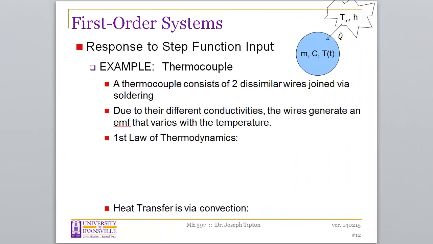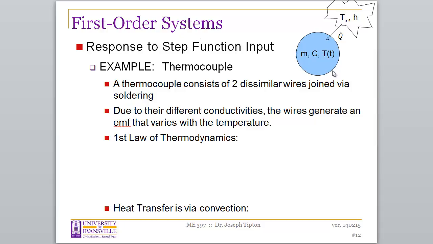Here's an example that you're actually going to perform during our lab practice this upcoming week. It turns out a thermocouple can be used as an example of a step function input. A thermocouple, we'll talk more about temperature measurement a little bit later in the course, consists of 2 dissimilar wires joined via soldering. Due to their different conductivities, the wires generate a voltage, electromotive force, that varies with the temperature. So it's a transducer that turns a temperature change into a voltage change.